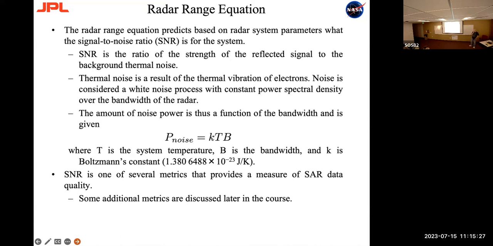T is the system temperature, and B is the bandwidth. We're going to learn more about bandwidth coming up, but bandwidth is related to the range resolution. And this is one of the key traits in a radar. If I want more range resolution, I want more bandwidth. And this is easy to understand. When you're at home and you have a Wi-Fi system, you're on the internet and you're using your Wi-Fi, what do you want? You want more bandwidth. The higher the bandwidth, the more data you can exchange, the more information there is.